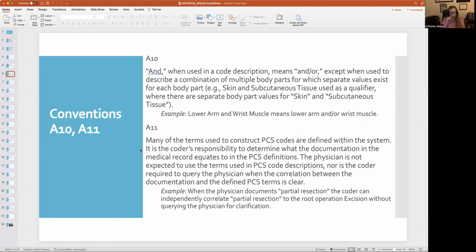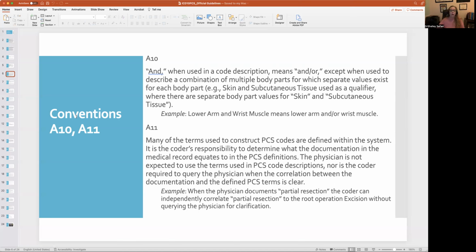A10 just confirms the meaning of the word and. And means and or, just like in ICD-10-CM. So you don't have to feel like you're locked in if it says skin and subcutaneous tissue. It can be skin, it can be subcutaneous tissue, it can be both. Okay, they do this to save room, and you're familiar with that. It's the same as in CM.